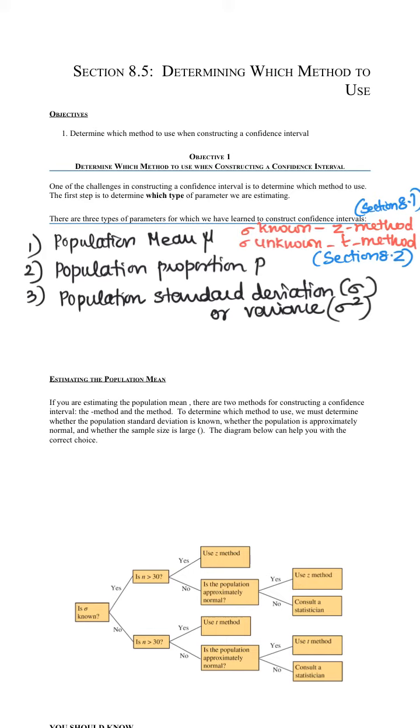To construct a confidence interval for a population proportion, that is in section 8.3. And to construct a confidence interval for the variance or standard deviation, that is section 8.4, and there we use the chi-square distribution.